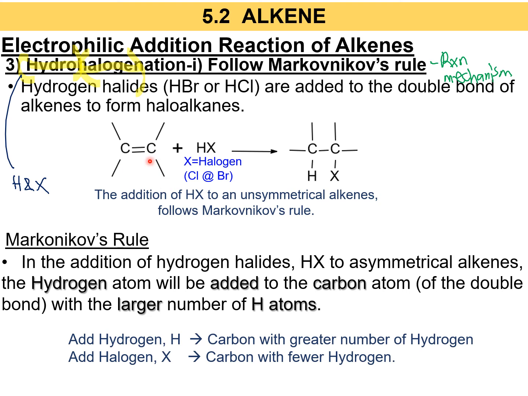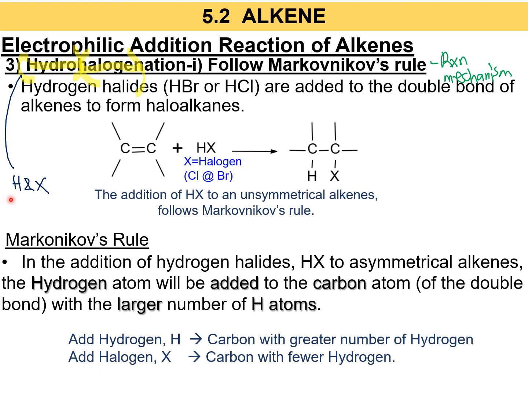Tapi ada cara-caranya untuk add the hydrogen dengan halogen, because dia kena follow Markovnikovs Rule. Okay, so apa tu Markovnikovs Rule? Markovnikovs Rule cakap, okay, kalau let's say your alkene ni dia unsymmetrical, dia tak sama bilangan hidrogen dia, okay. Macam contohnya ni terlebih hidrogen ke, ni kurang hidrogen, okay.